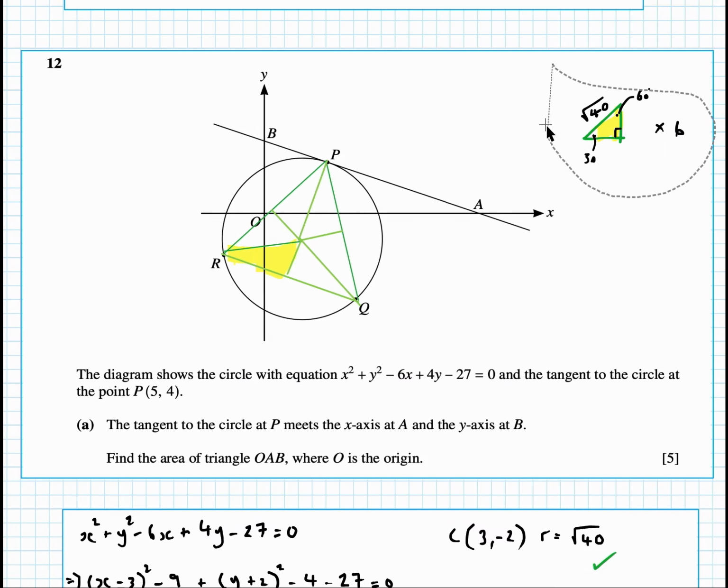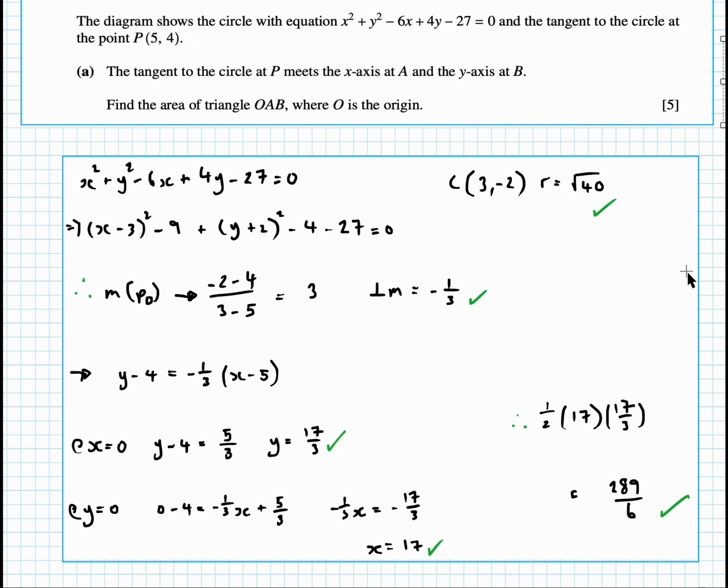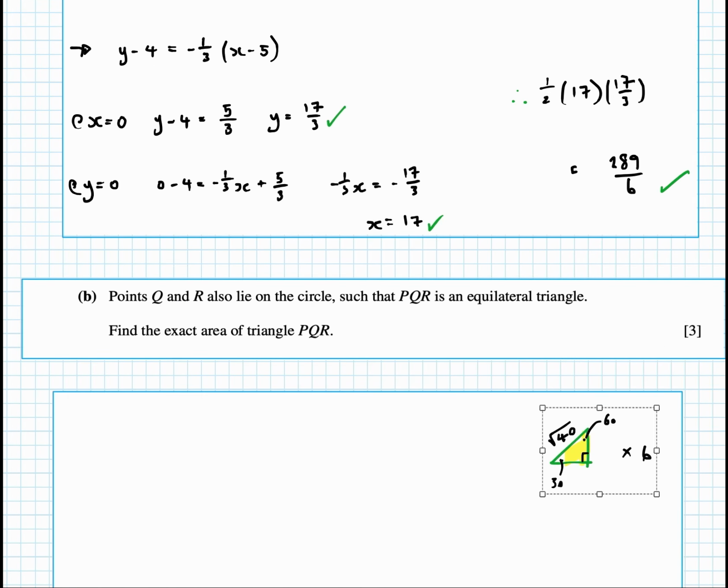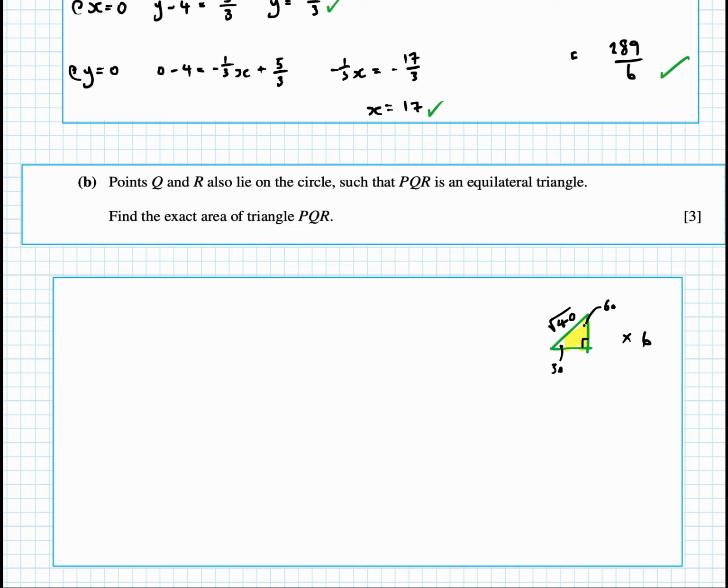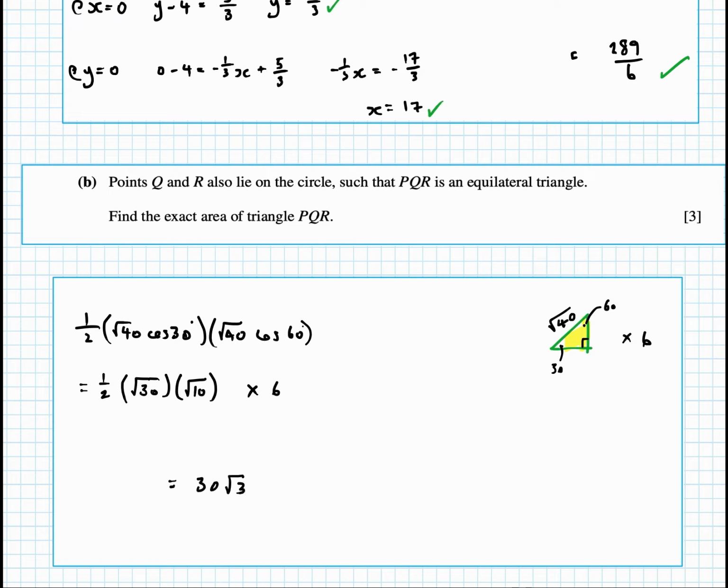And it should be pretty much the same as the previous question, just we have to be careful here with these details. Let's put that down there for show. And that's clear, isn't it? So 1/2 root 40 cosine 30 degrees times root 40 cosine 60 degrees. You can simplify from there, you'll get root 30 and root 10. And that's one of those triangles. So remember to multiply it by 6 and you'll get an exact area using surds here. So we have 30 root 3.